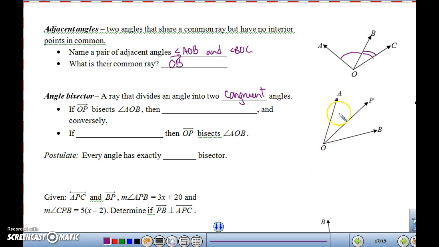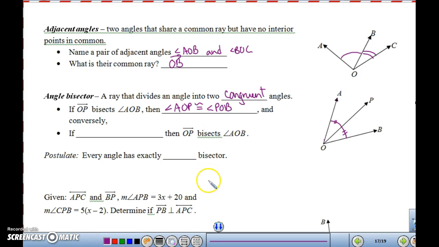So, if OP, this ray right here, bisects angle AOB right here, then what two congruent angles are formed? Well, if we see it here, here is the big angle AOB. OP splits it into two smaller angles, this one here and this one here. The name of this angle on top is angle AOP. And that will be congruent or equal in measure to angle POB, or BOP, however you want to say it.